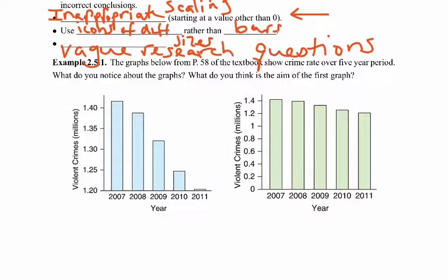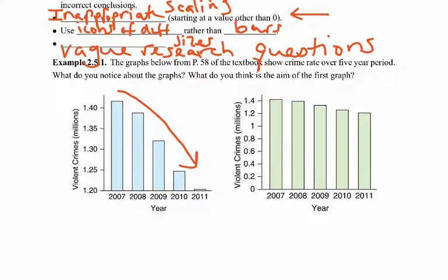This is from page 58 of our textbook, and it shows crime rates over a 5-year period. So what are the things that you notice about the graphs? Is there anything you think that might be different about the first graph versus the second? And hopefully you notice that in the first graph, it looks like it's a pretty dramatic drop in crime from the year 2007 to 2011.